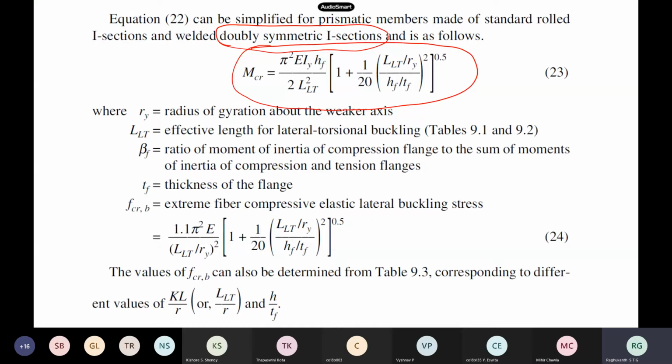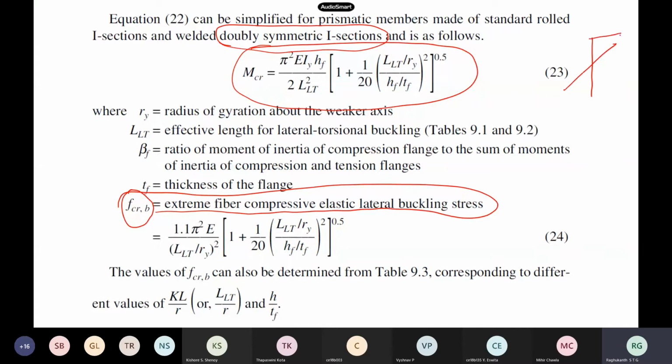Or for the extreme fiber, you can also write it in terms of the FCRB. That is the fiber compressive stress on the topmost fiber. When you have a beam, the topmost stress will be in the extreme fiber. This is a stress actually, FCRB. So this is given by this expression. All are one above, you followed it.